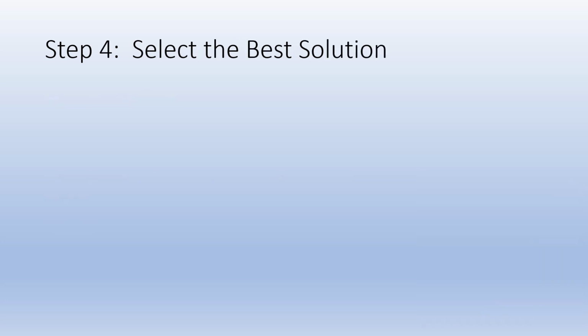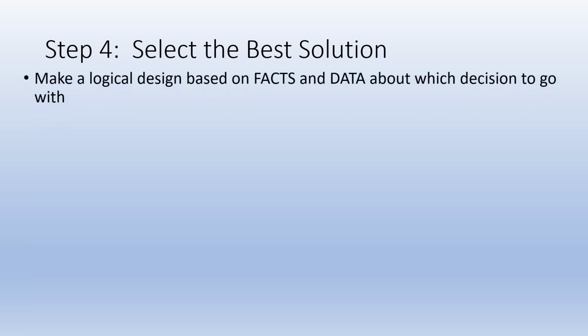Now we also have to look at selecting the best solution. So in step number 4, so step number 1, we identified a potential problem. Step number 2, we research the problem to understand it better. Step number 3, right, we brainstorm. Now step number 4, this is when we're going to be making some decisions. So we have to look at those solutions that we came up with in step number 3, and then we have to make a logical decision based on facts and data about which design to go with or which solution to go with.